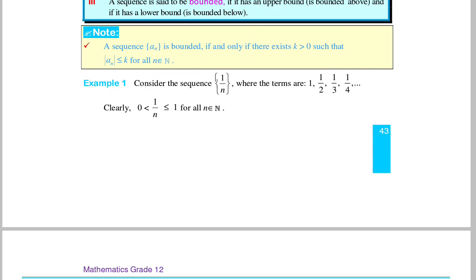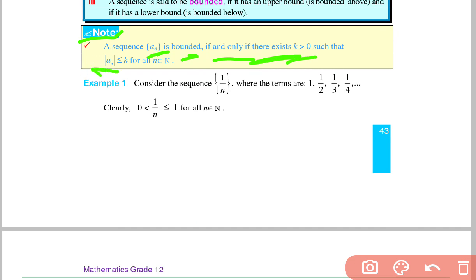Okay, let me jump to the notes. The sequence a_n is bounded if and only if there exists k greater than 0 such that the absolute value of a_n is less than or equal to k for all elements of the set of natural numbers. If a sequence doesn't have this, that sequence is unbounded.